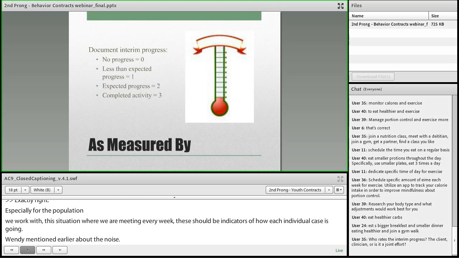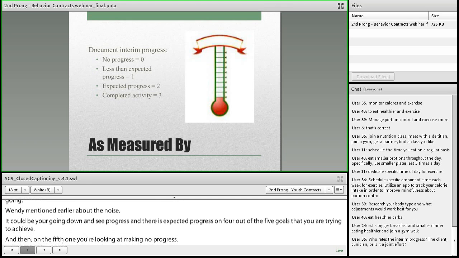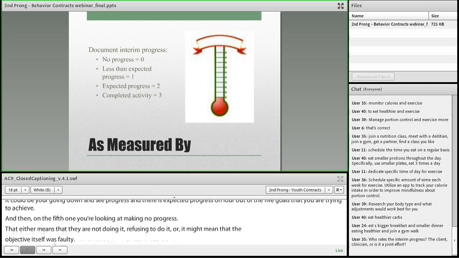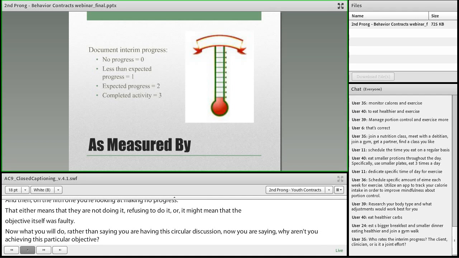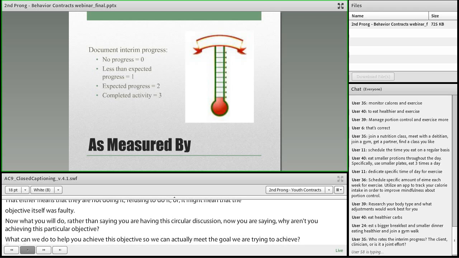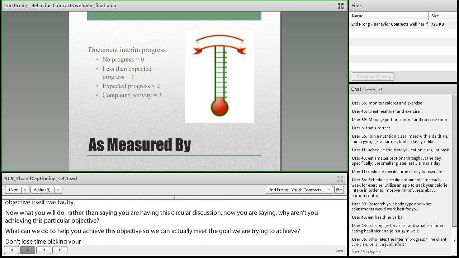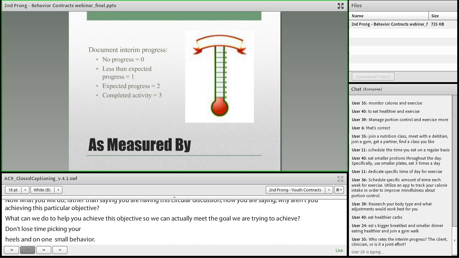Well, that either means the kid is just not doing it, refusing to do it, or it might mean that the objective itself was faulty and the kid can't do it. And so rather than having this circular discussion of why you're not listening to us and we're going to sanction you because you're not doing what we want, now you're saying, why aren't you achieving this particular objective? What can we do to help you achieve this objective so we can actually meet the goal we're trying to achieve? You don't lose time digging your heels in on one small thing you might see as a behavioral diss. Now you're saying we have a larger picture and we have this roadmap we're following. So then you do your in-progress adjustments, and it eliminates a lot of noise.